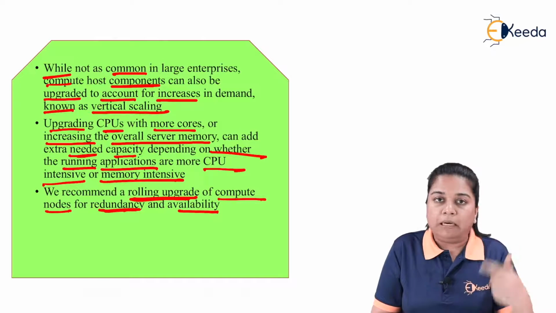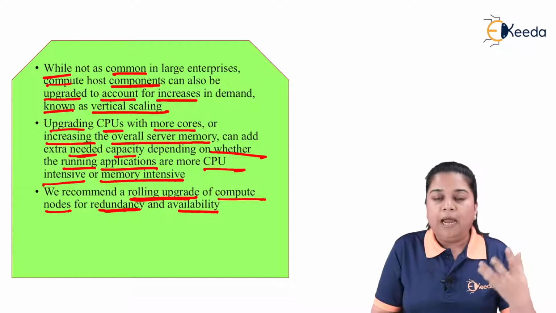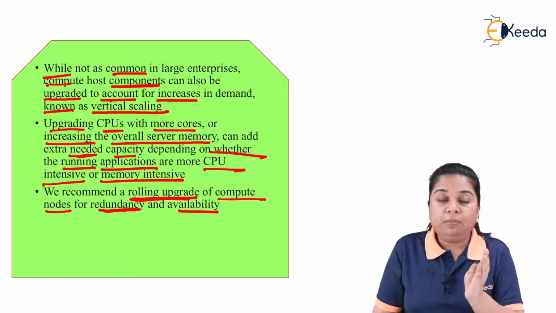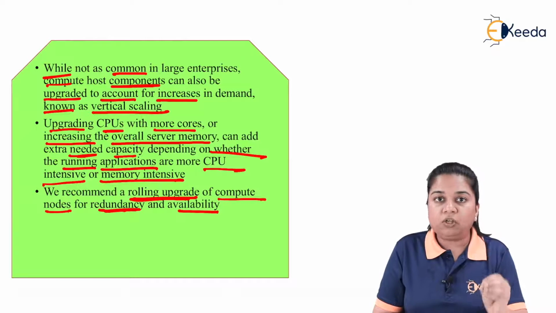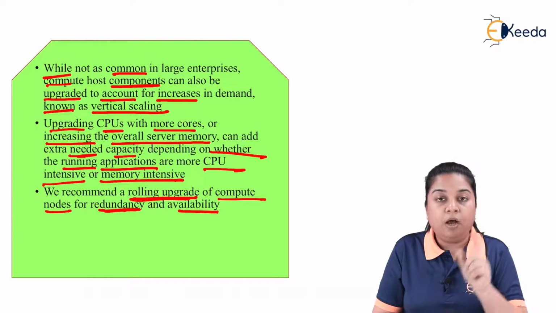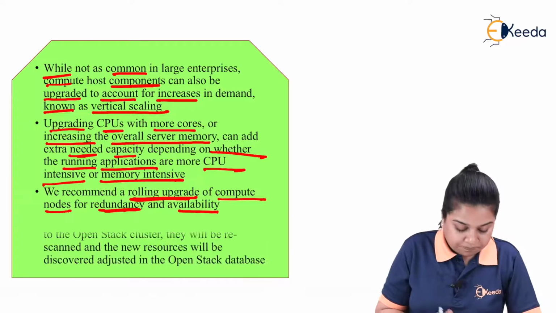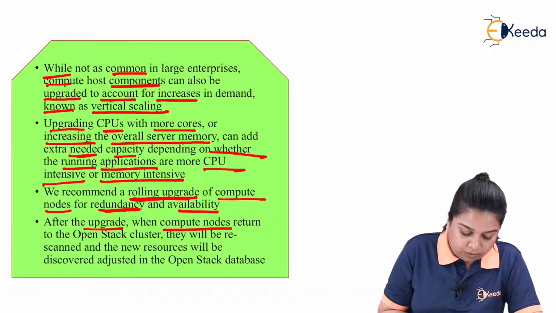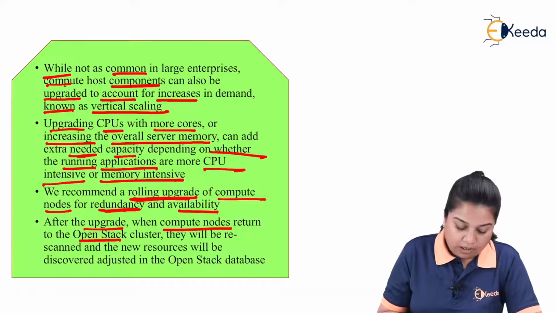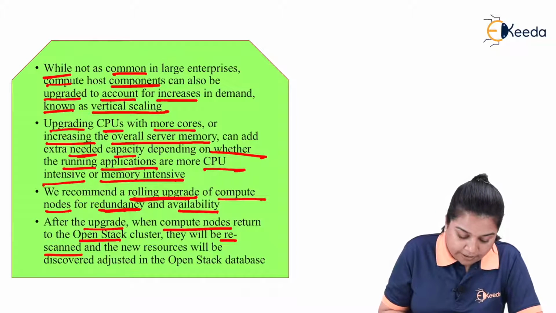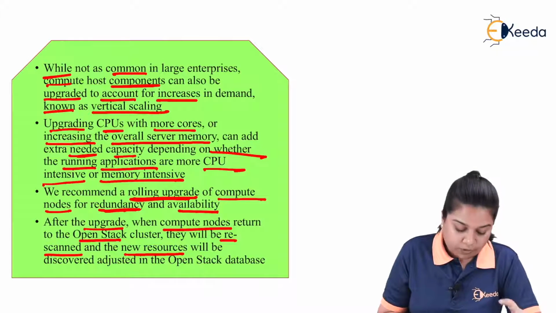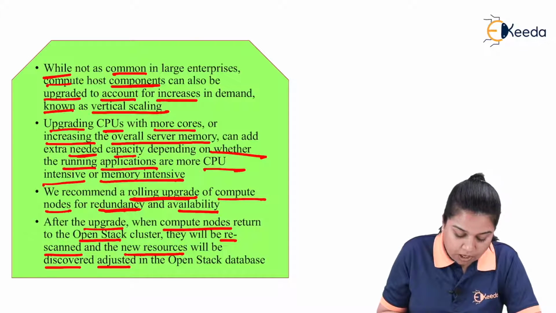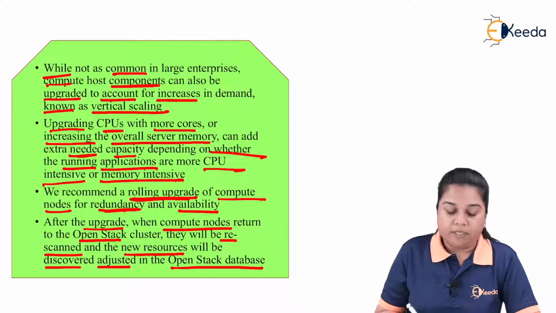Redundancy, we all know, means multiple copies of the same data, and availability means availability of data or information whenever the client requires it for business continuity. After the upgrade, when compute nodes return to the OpenStack cluster, they will be re-scanned and the new resources will be discovered and adjusted in the OpenStack database.